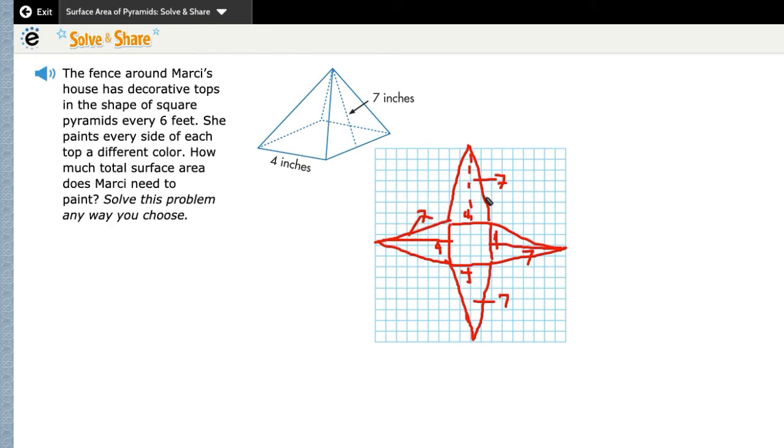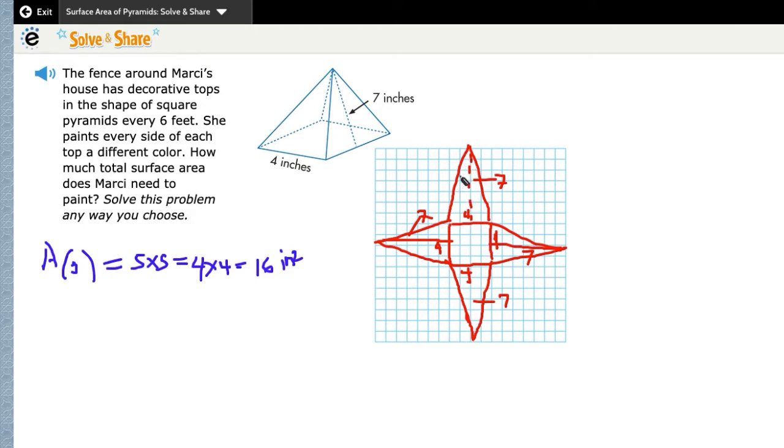Now, to find the surface area of this pyramid, first let us find the area of the base, which is a square. The area of the base is equal to side times side. This is the formula for the area of a square. The side is 4, so 4 times 4 is equal to 16 square inches. The area of this square with sides of 4 is 16 square inches.